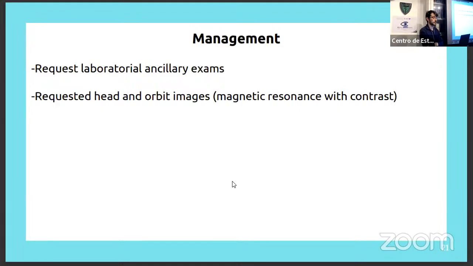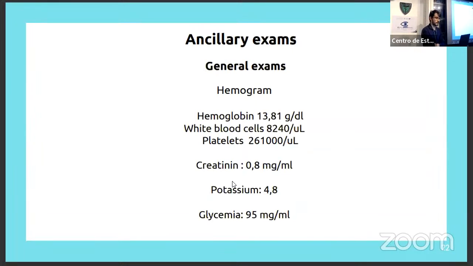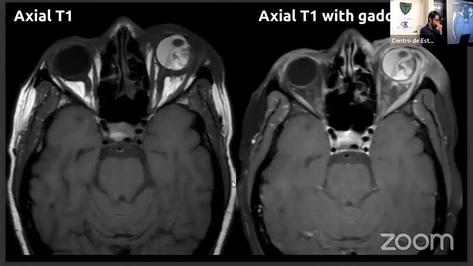requested head and orbit images. Here we chose magnetic resonance with contrast. She's done just general exams. Her hemogram and other blood exams were unremarkable. She didn't have leukocytosis. And here we have the orbital magnetic resonance.